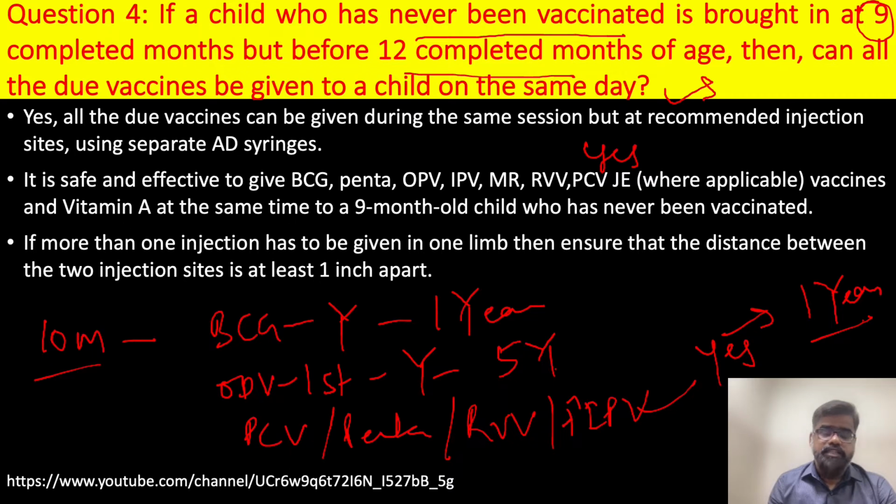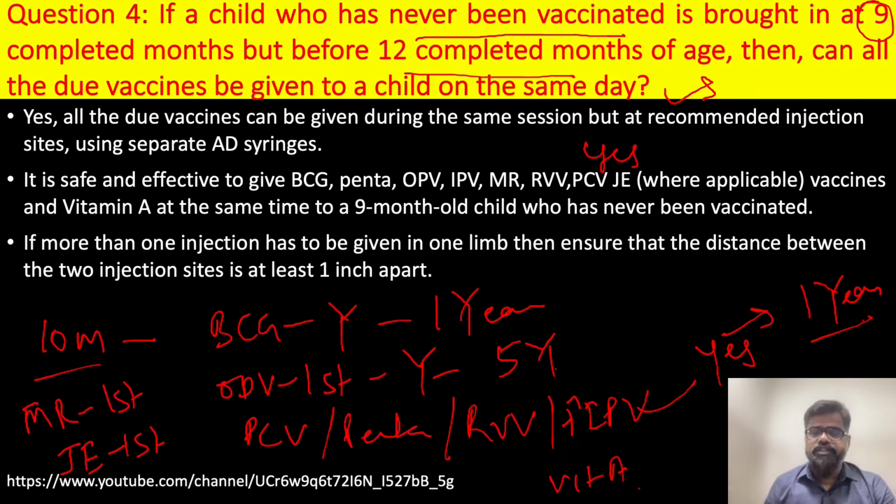Now at 10 months, at 9 to 12 months, the scheduled dose of measles rubella will be given, the first dose. The scheduled dose of JE will also be given, the first dose, and will also give vitamin A. All these vaccines can be given in the same session, at the same session site to the beneficiary.